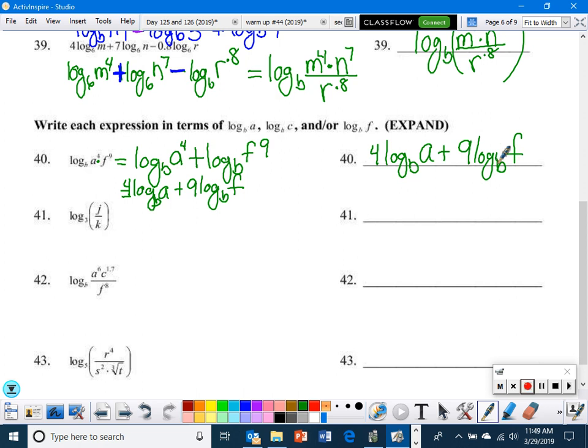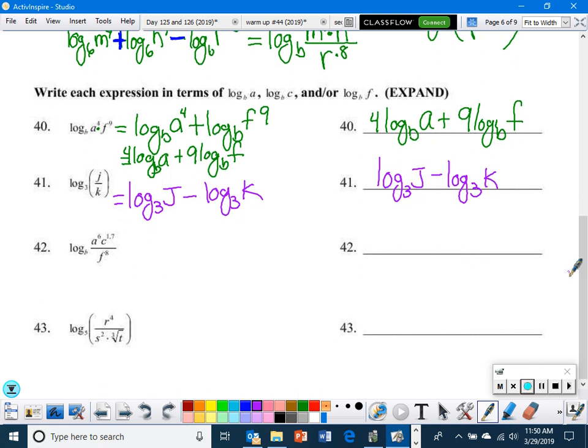All right. Okay, the next one, number 41, that's the quotient property, so I'm going to expand that. Okay, that's it for that one. Okay, the next one, I have all three things. I have the product, I have the quotient, I have the power.